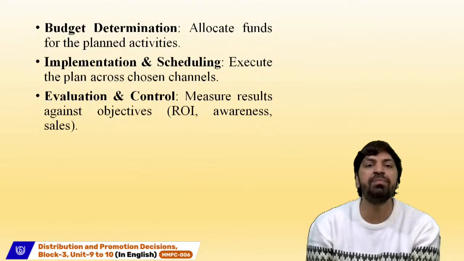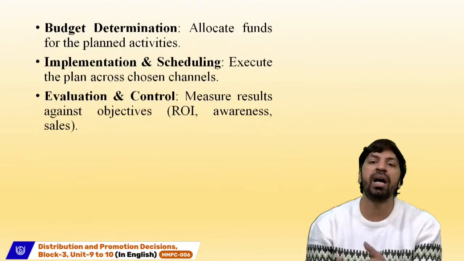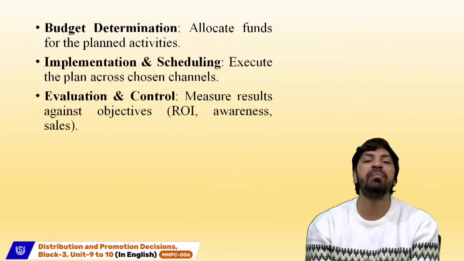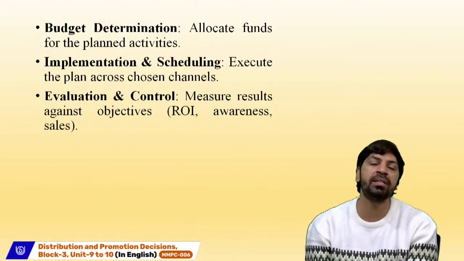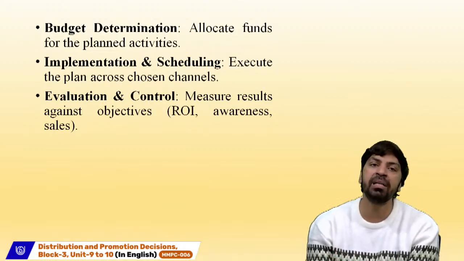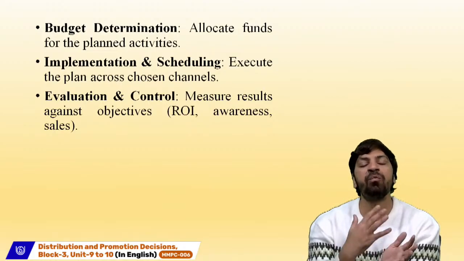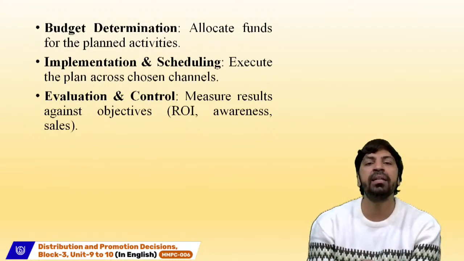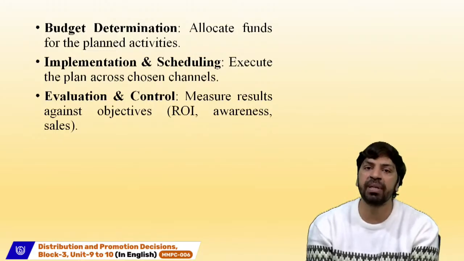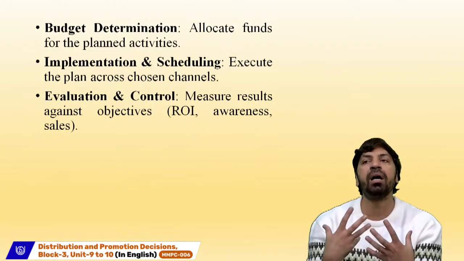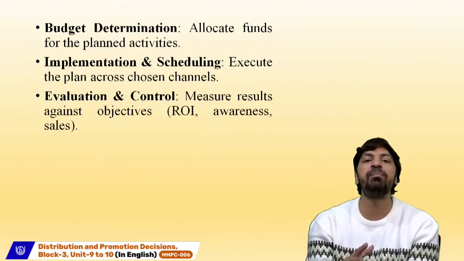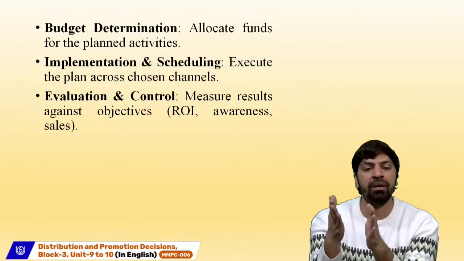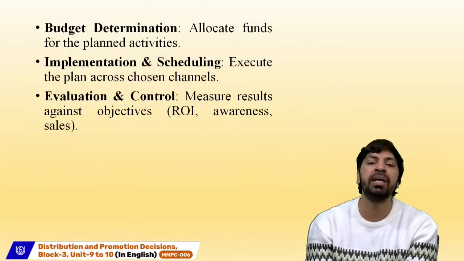The next is budget determination. Once the analysis part has been done, the unified messaging theme has been done, and the marketing channels have been decided, then the next is budget determination, that is, how to allocate the funds for the planned activities, aligned with the company objectives, etc.